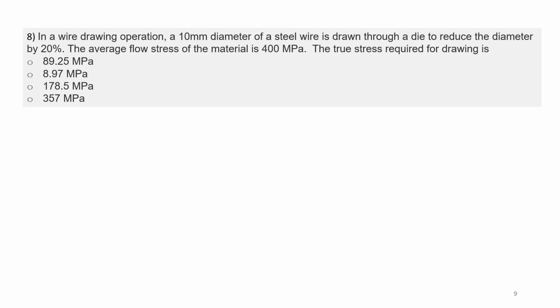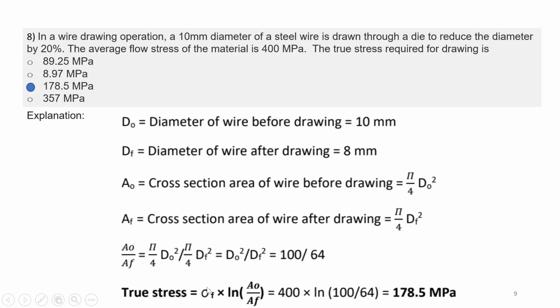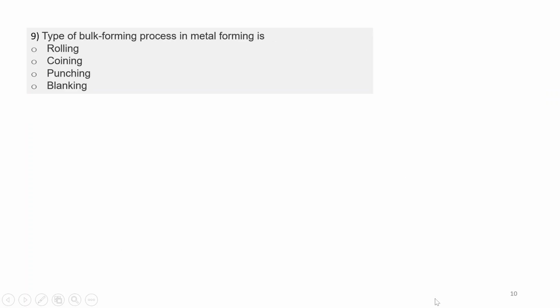Next is, in wire drawing operation you are given initial diameter and final diameter and also average flow stress, and based on that you have to calculate true stress. So firstly, the true stress formula will be sigma f, flow stress, times ln(A0/Af). The area you can easily calculate by pi r square, and based on that you will get the value of 178.5 MPa.